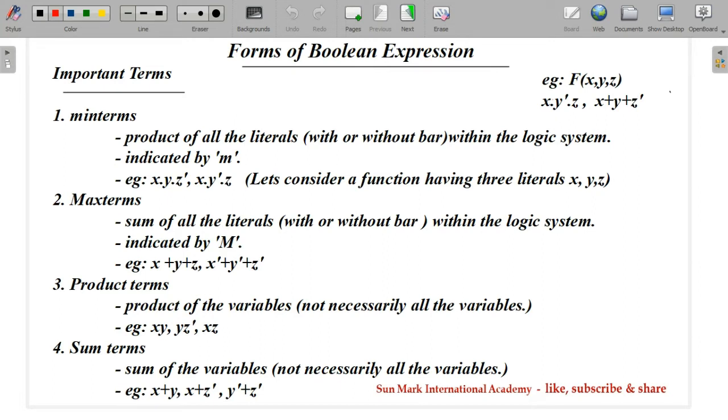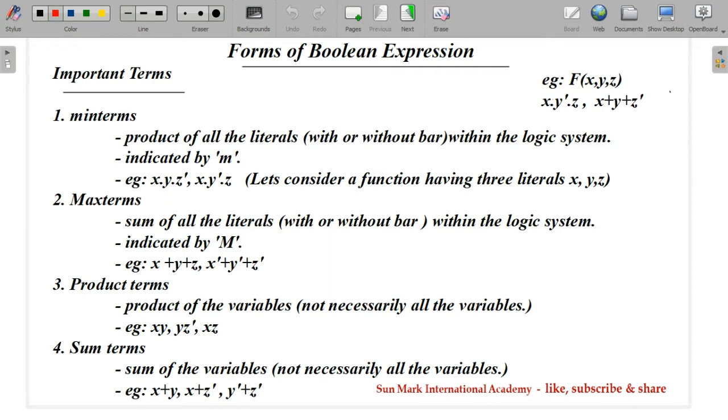It is indicated by the small letter m. The same example, consider a function having three literals x, y, z. Then we will write the min terms as, for example, x dot y dot z dash. Another example, x dot y dash dot z, like that.